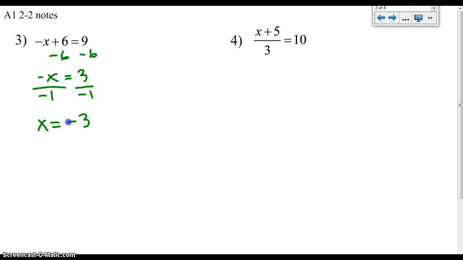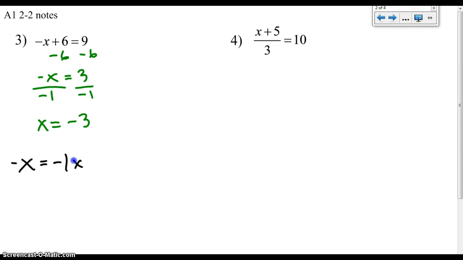Now some of you may be asking, Mr. Hale, where did that negative 1 come from? So just as a little reminder, I want to remind you that negative x is the same as writing negative 1x. Typically when we have a 1 as a coefficient, we don't actually write it in front of the variable. It's just implied. Math people, go figure.